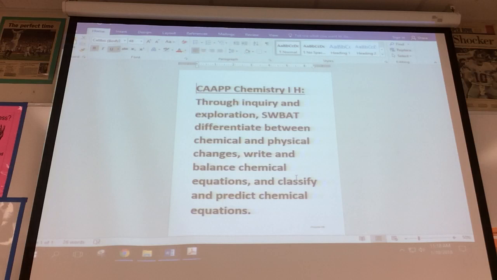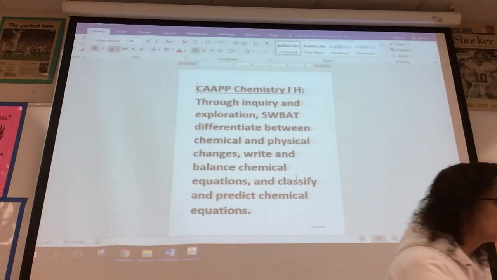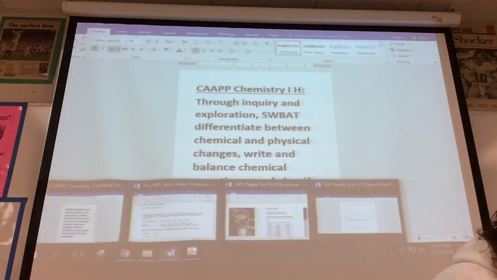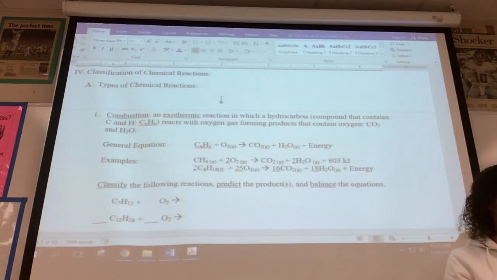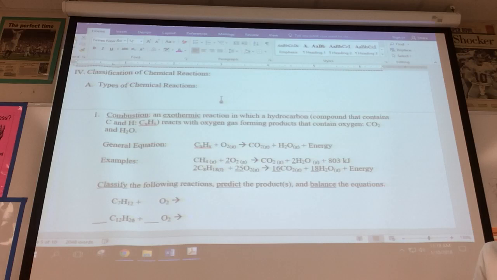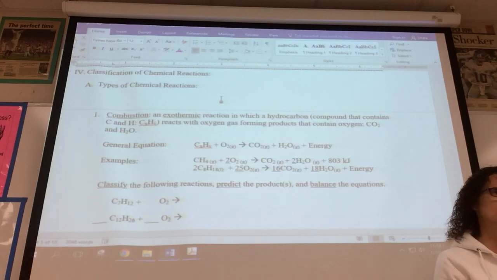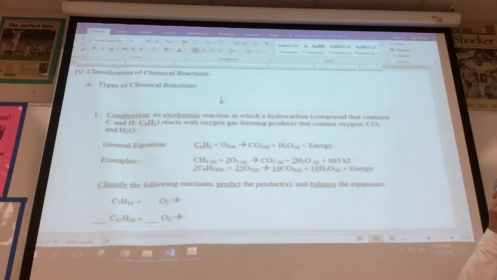And also what we're going to start today and finish up with later this week is classifying and predicting chemical equations. You will see that there are six different types of reactions. We will explore probably the four easiest today, and then we'll get into the harder stuff later in the week. But with practice, I feel very confident that you will master this concept. I usually find that the quiz grades are very high, as well as your test grades for this particular chapter.